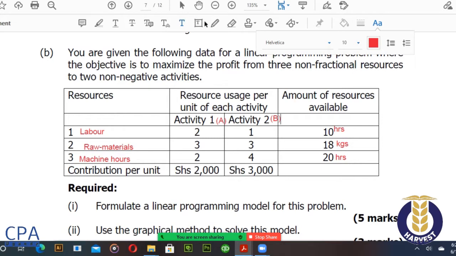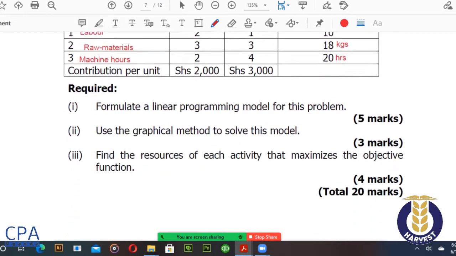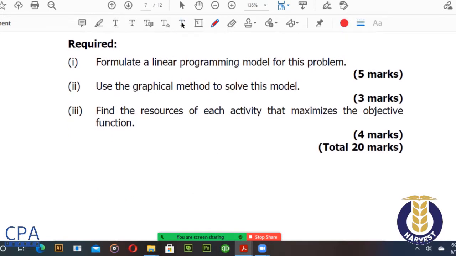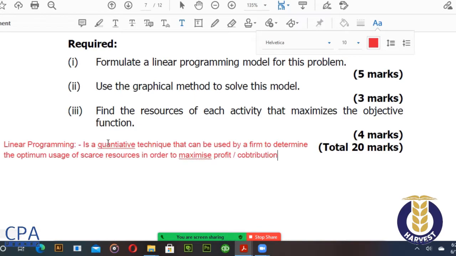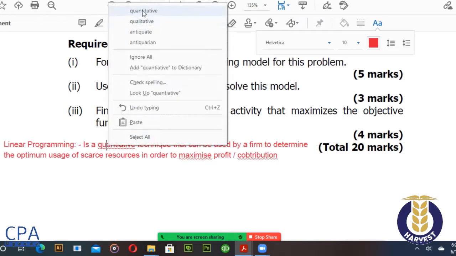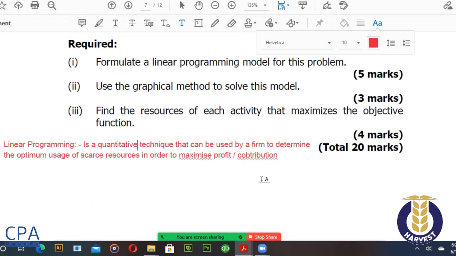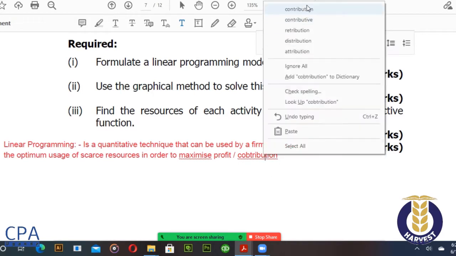So linear programming, basically I would say, is a quantitative technique that helps firms to maximize scarce resources. So that is basically what I meant. It is a quantitative technique that can be used by a firm to determine the optimum usage of scarce resources in order to maximize profits or contribution.